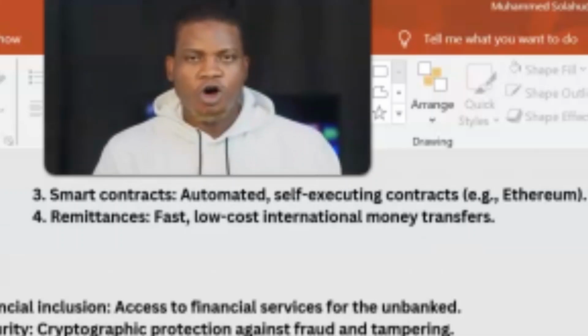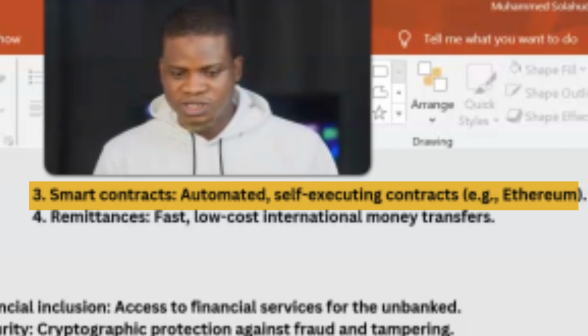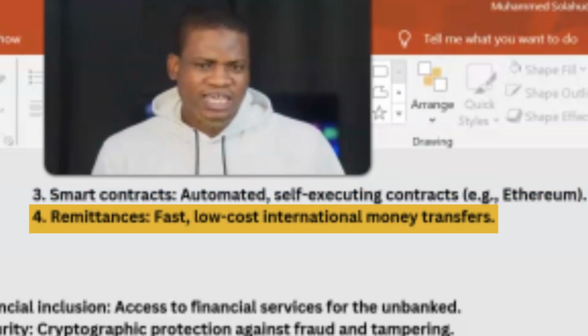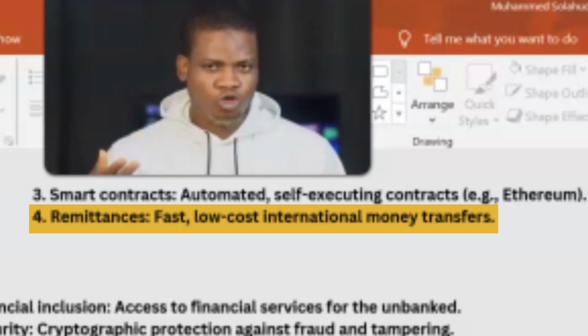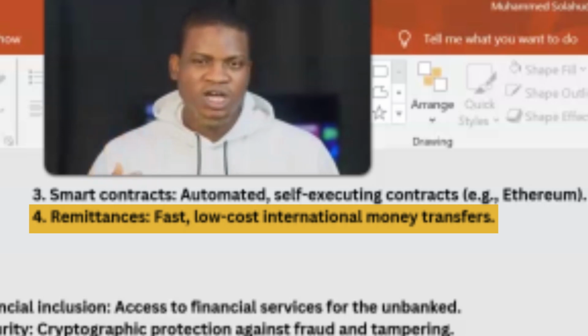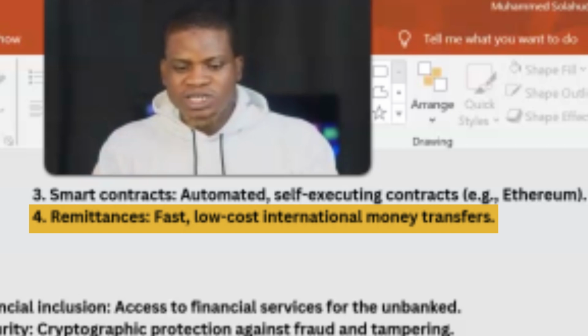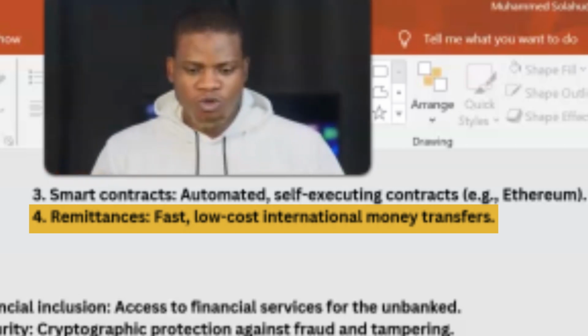Smart contracts, automated self-executing contracts like Ethereum, are also part of the use of cryptocurrency, and also remittances, low-cost money transfer. So imagine you want to send like $5 billion from your bank. You know the stress you have to go through before you can wire this money from your bank, and you know what charges that wire would incur. But with cryptocurrency, you can do it with just maybe $2-3 charges, and you are good, right?